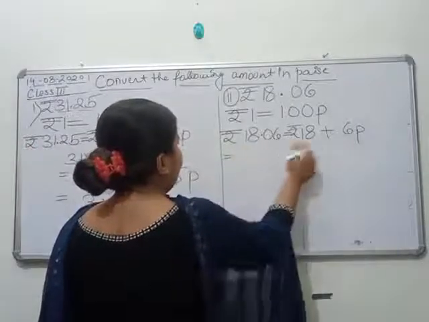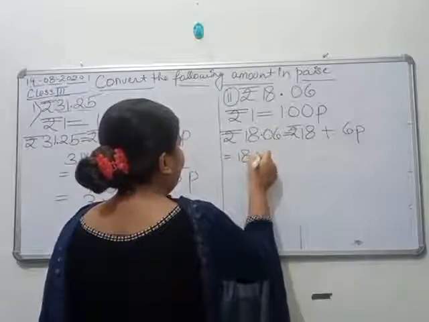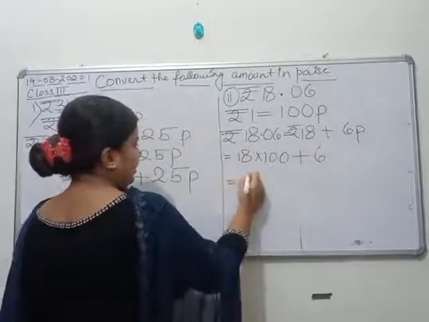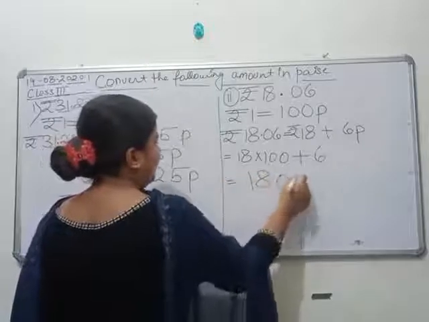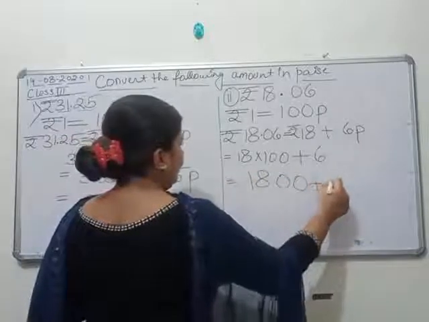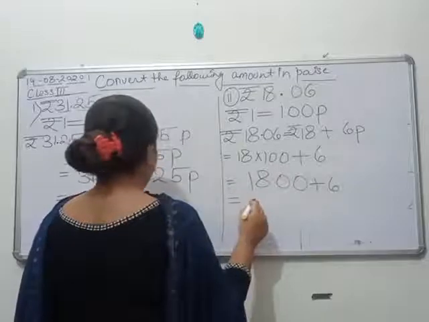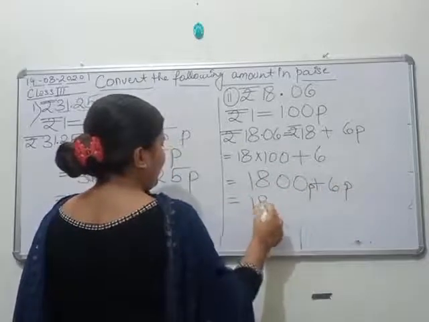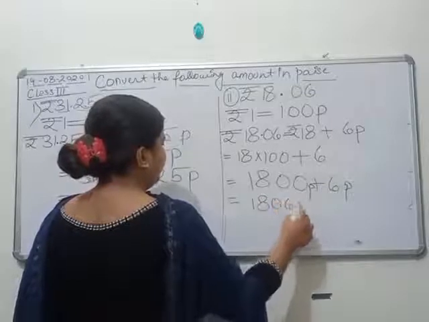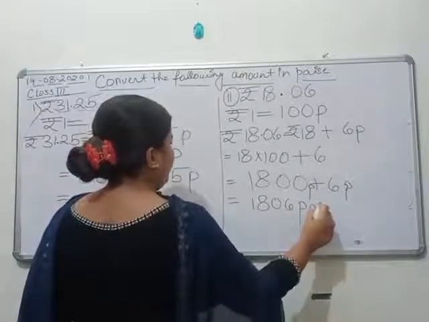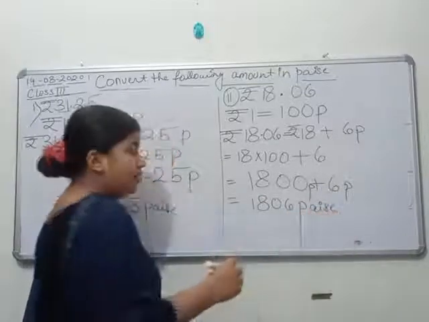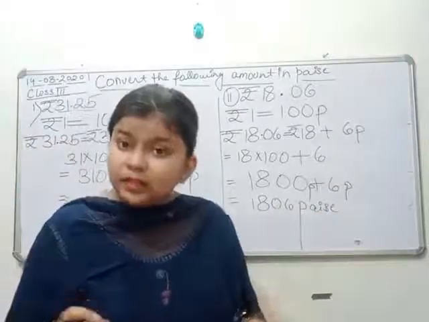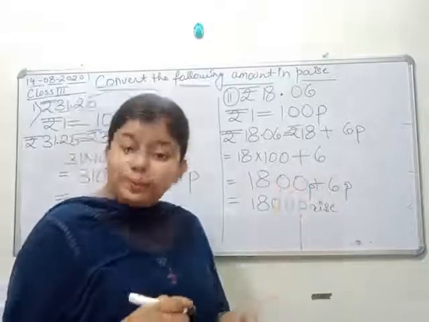Next we will convert 18 rupees. So 18 multiplied by 100 plus 6. 18 multiplied by 100 will give us 1800 plus 6. It will give us 1806 paise. So this is how we convert a given amount into paise.